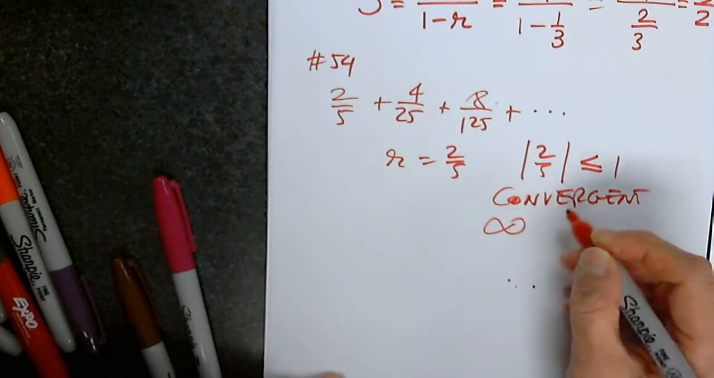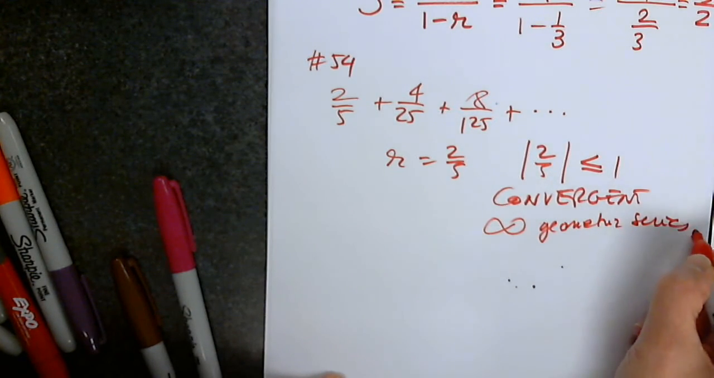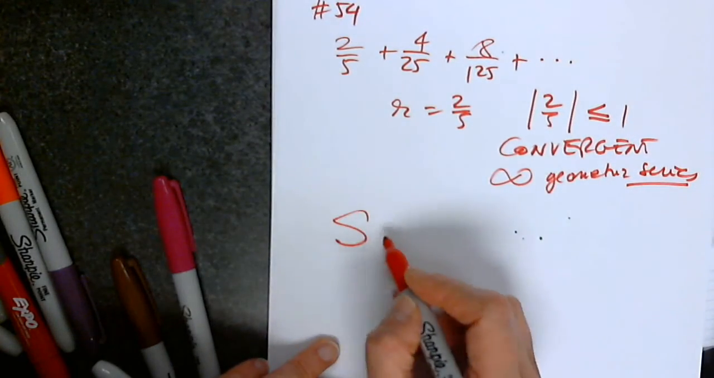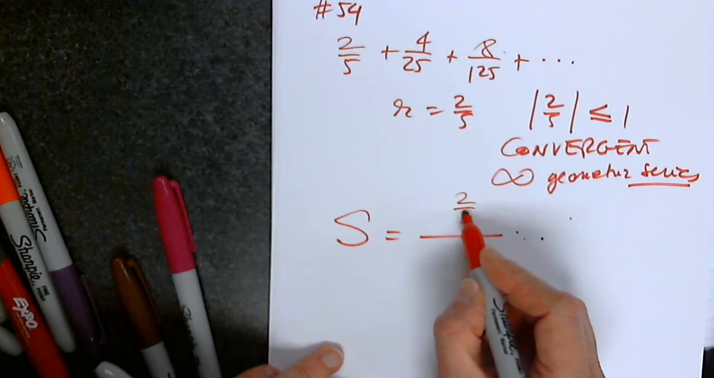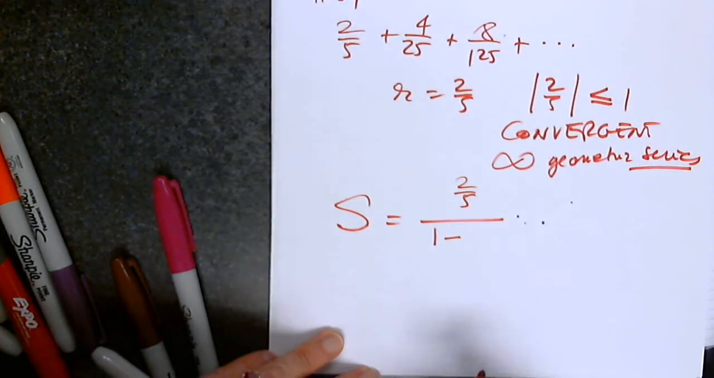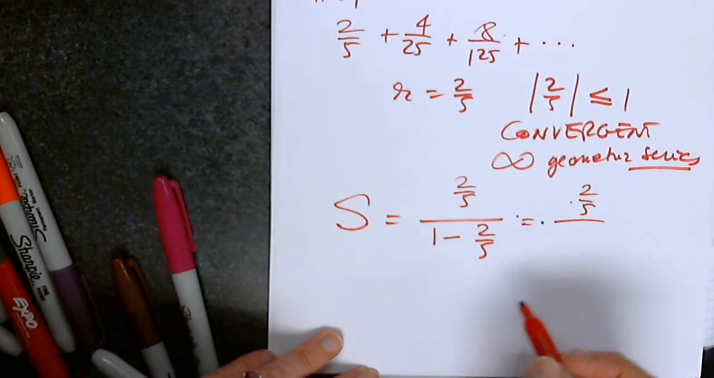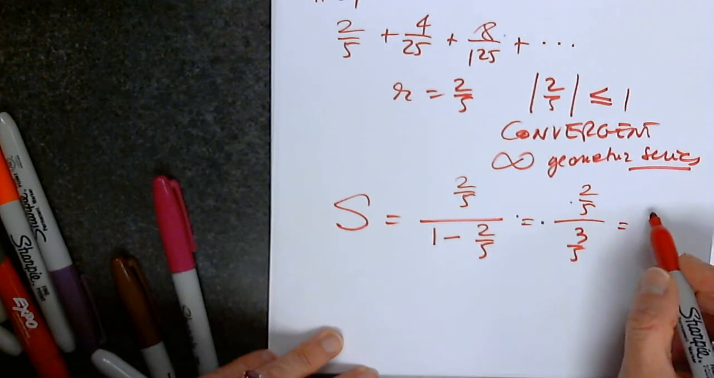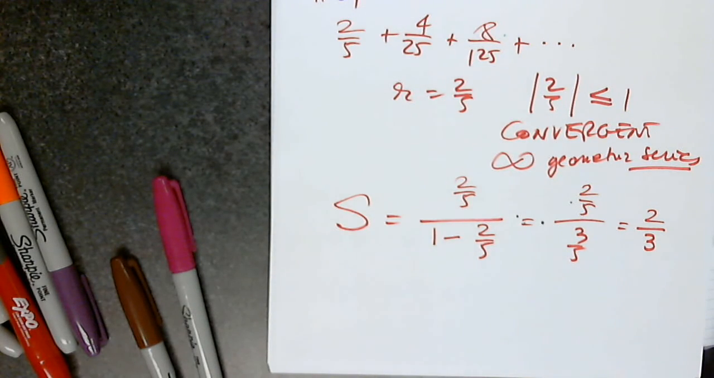Convergent infinite geometric series. Good. So then I can find the sum. So 2/5 over 1 minus 2/5. 1 minus 2/5 is 3/5. So the answer is 2/3. Any questions?